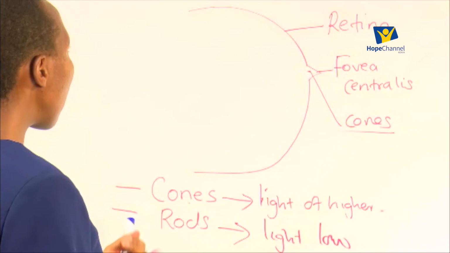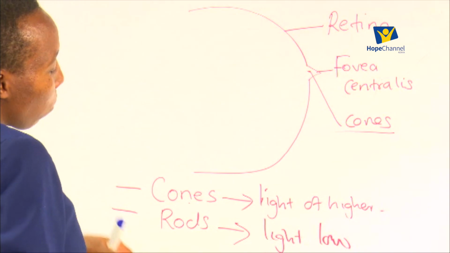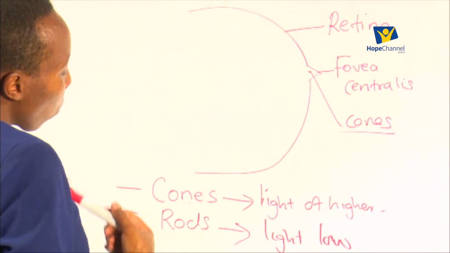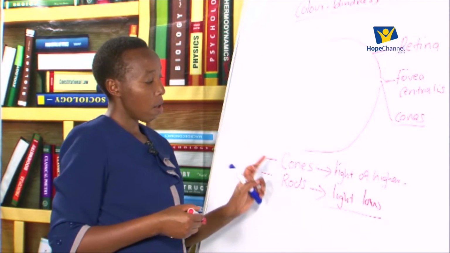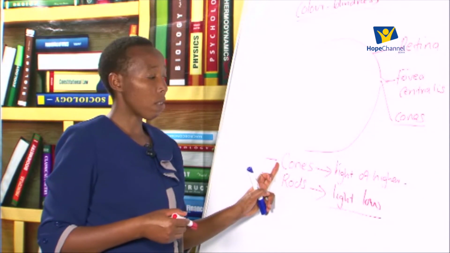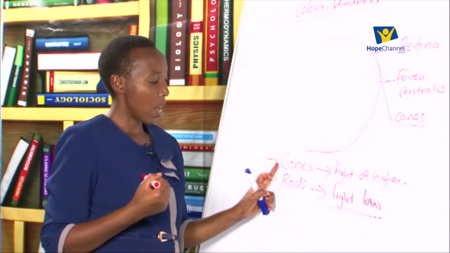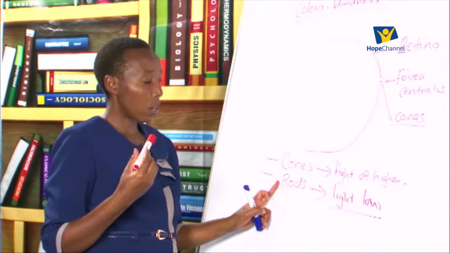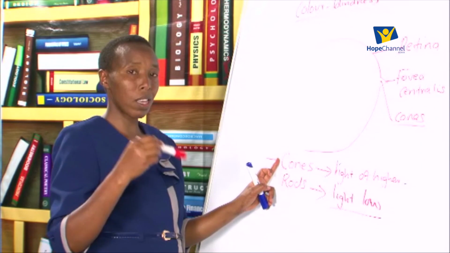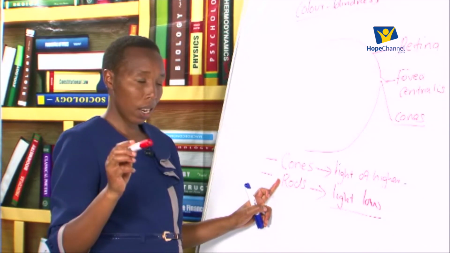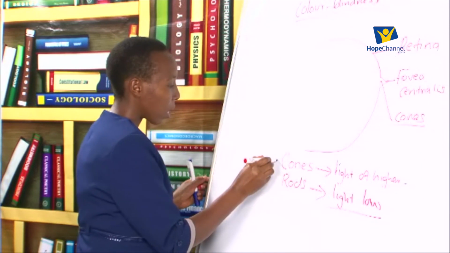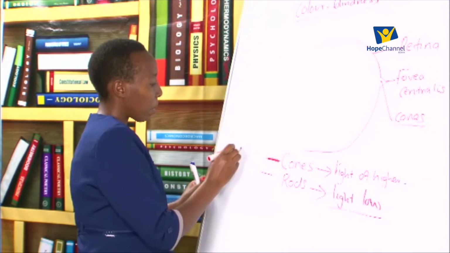How do we inherit color blindness? And what is this color blindness? You realize that of the two photoreceptor cells, the cones are the ones that perceive color. The rods do not perceive color. So in a way we are saying the cones perceive color.